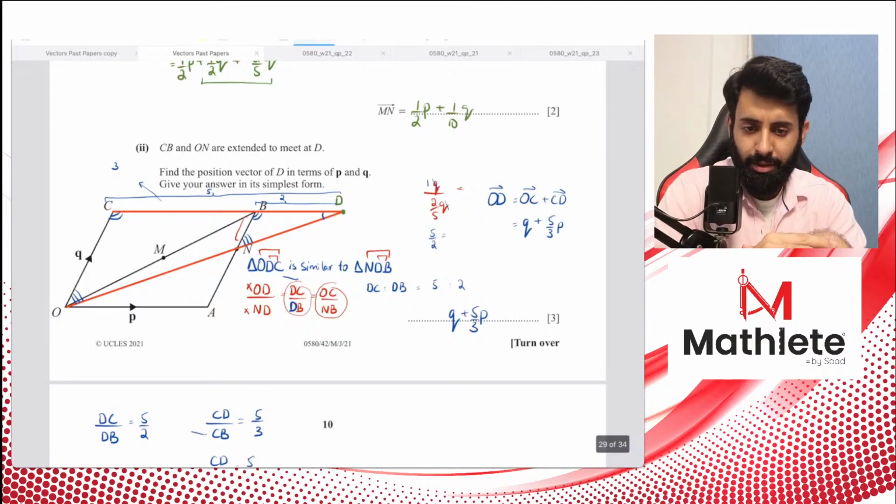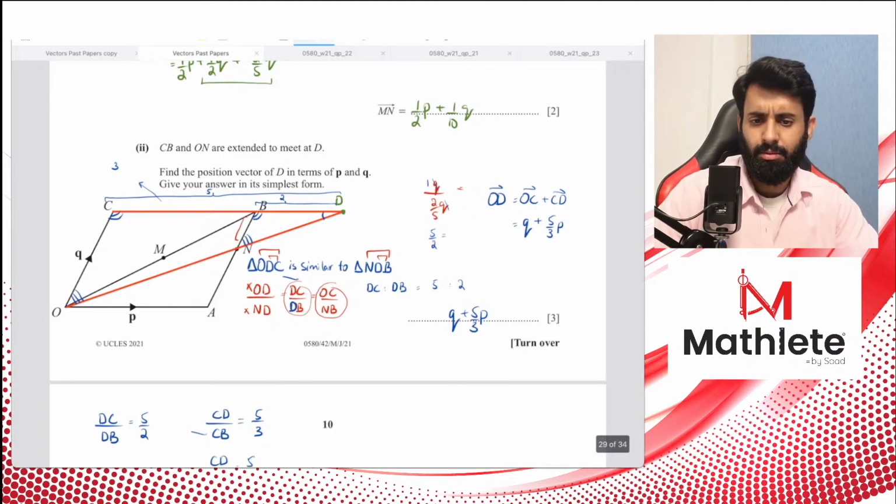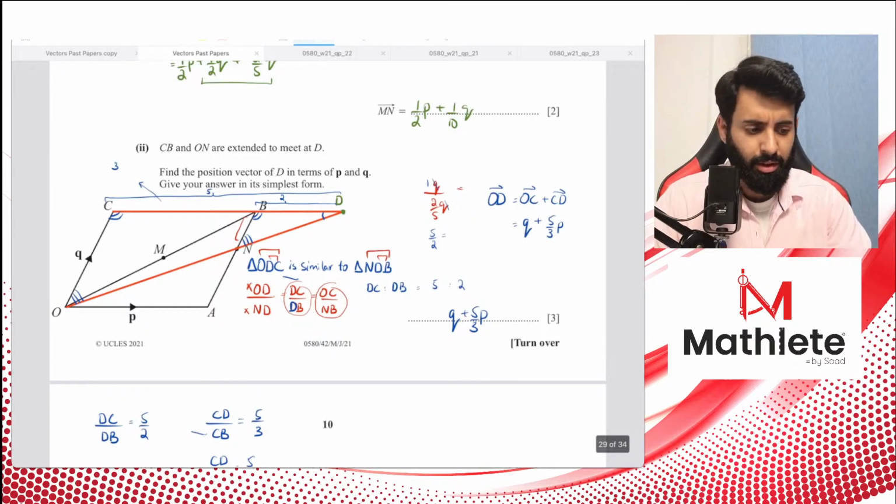Sir, is it necessary to refresh the concepts of similarity before attempting? Not really. Just go over the basic concepts of similar triangles, and that should be more than enough. You don't need to sit down and study the entire topic. Just go over the basic concepts.